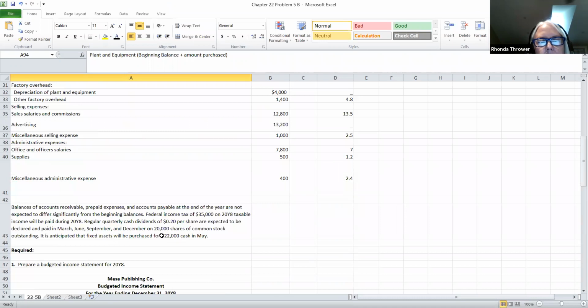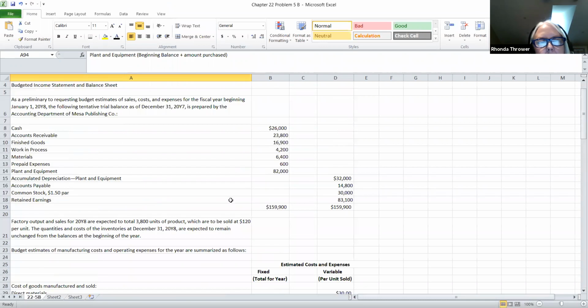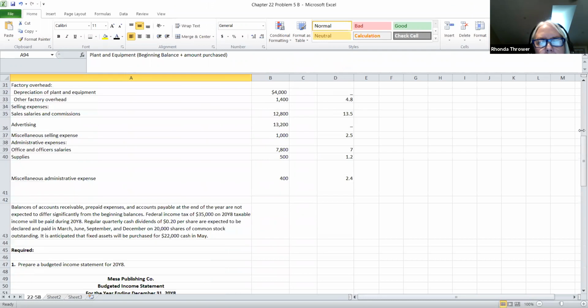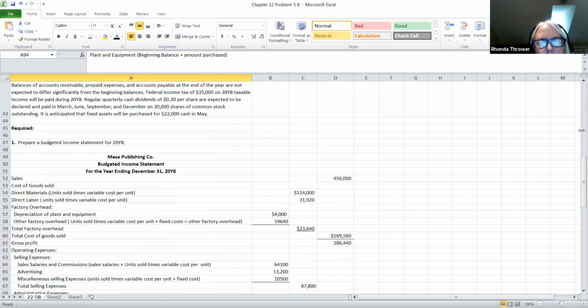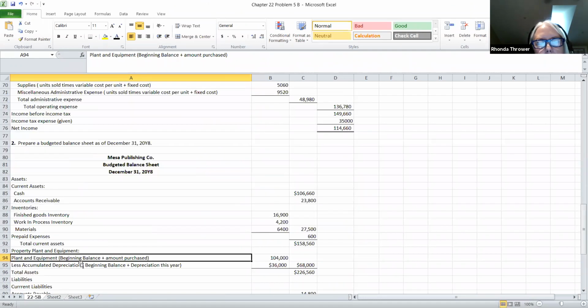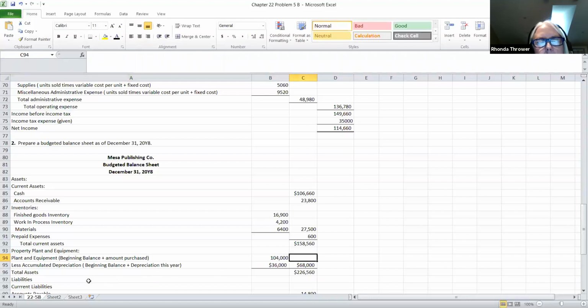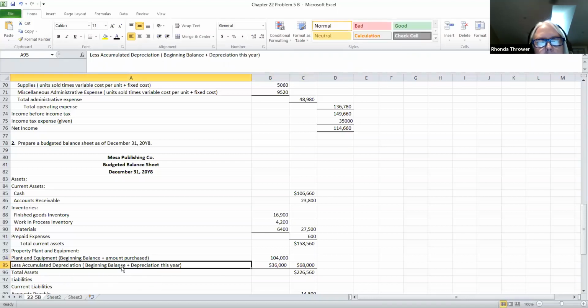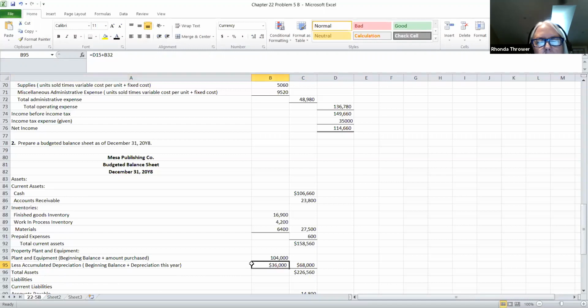So in this balance, it'd be 22,000 plus the 82,000 for the balance of our plant and equipment. So our plant and equipment is the beginning balance plus the amount purchased. I showed you how you would have gotten that there in this spreadsheet. The accumulated depreciation, you're going to have to take into consideration the beginning balance and what happened this year, and add the two together, and that will give you 36,000.